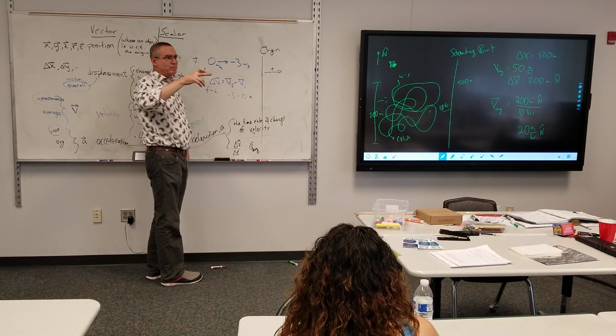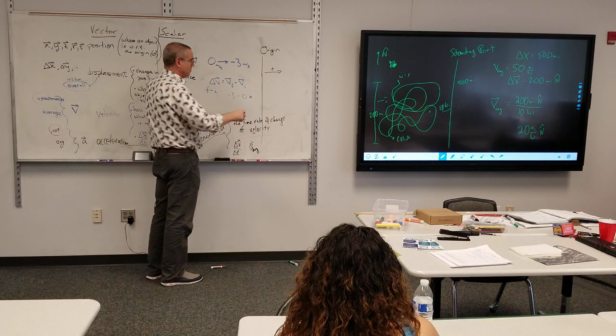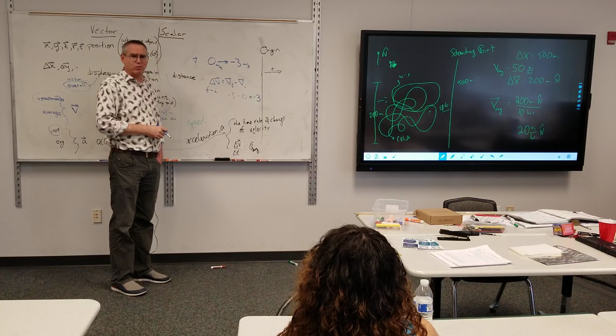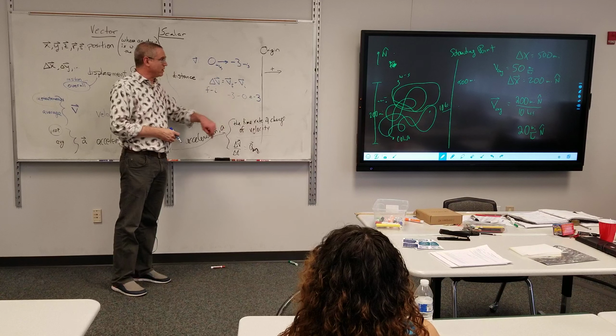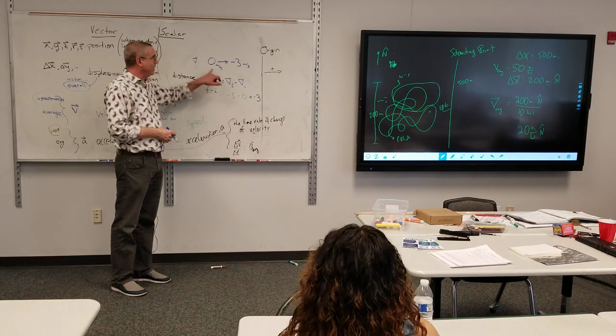It's -3. You subtract 0 from anything, you end up with what you started with. If in doubt, use a calculator. But -3 minus 0 is -3. This is a negative change. My change in velocity is -3 meters per second.